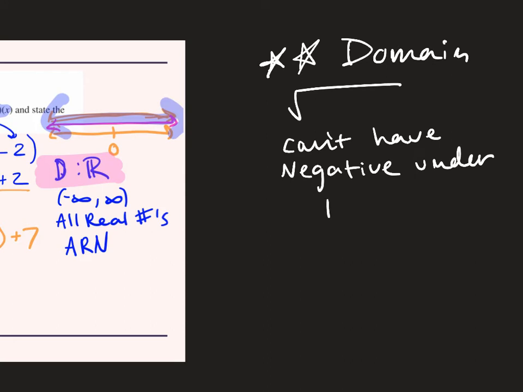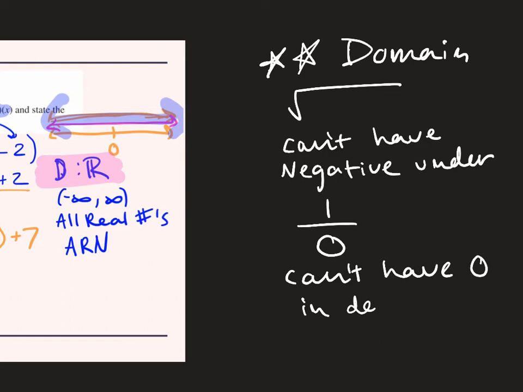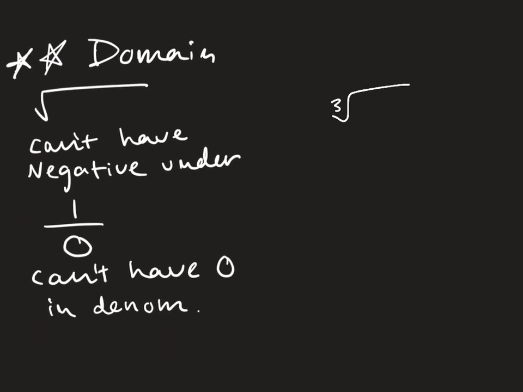And then we can't have 0 in a denominator of a fraction. So anytime you have a problem with fractions or with square roots, this is where you really need to focus on your domain. Everything else is going to be all real numbers. Can we have a negative under a cube root? Can we have the cube root of negative 8?